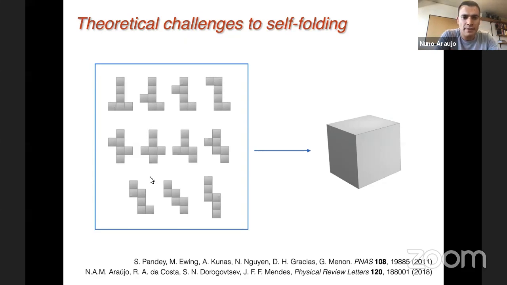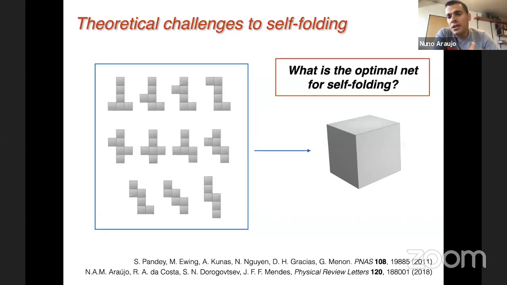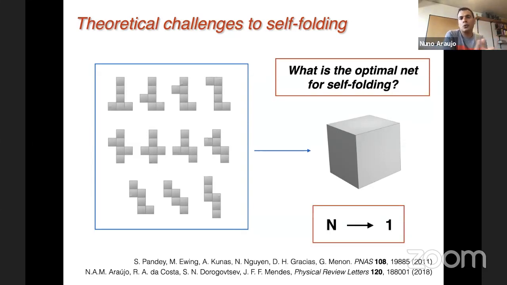I'm representing the 11 nets here. So there are 11 templates that I can start with and fold in order to obtain the cube. And so the question is, from those, which one is the optimal one for self-folding? From the statistical mechanics point of view, we are looking at a problem of n to 1, where n is the number of nets and 1 is the folded structure that is the cube.